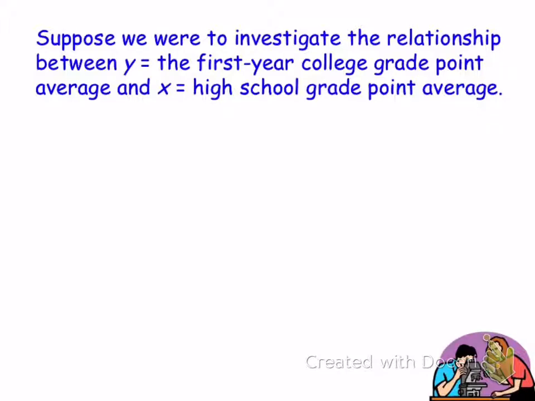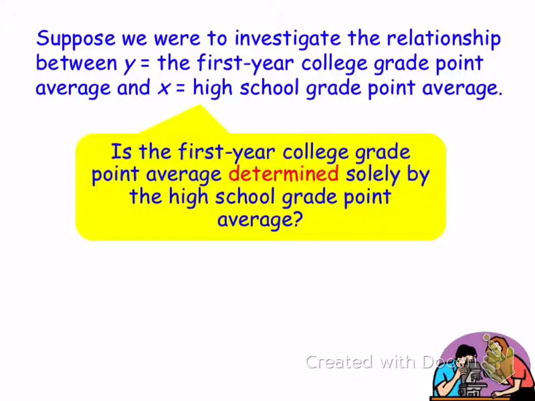So suppose we were to investigate the relationship between the first year college grade point average and high school GPA. So we're finding the correlation between high school GPA and college GPA. Is the first year college grade point average determined solely by the high school grade point average? So what we're trying to figure out now, and that's why we would run an inference test, is whether there's sufficient evidence to prove that there is a relationship or not.